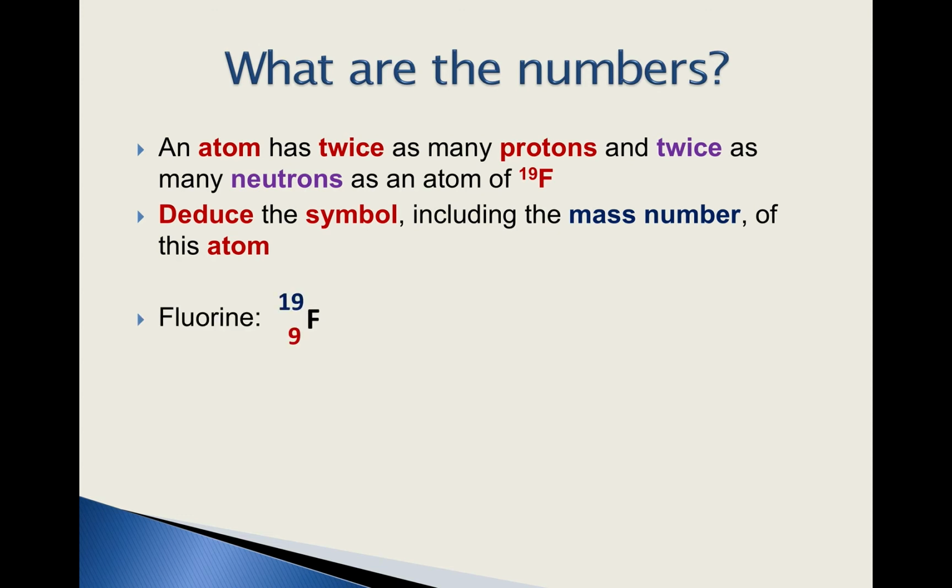The first thing I would do is go on the periodic table and find fluorine. You've been told it's got a mass number of 19. In terms of the atomic number, that can be found on the periodic table, and it is always going to be the same number.